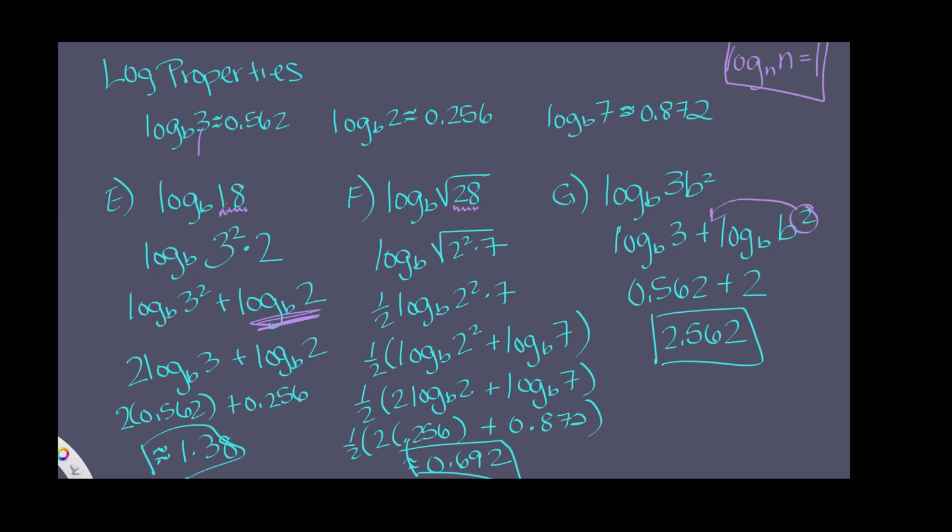Well, in this case, we didn't have to, but in the 18 and the square root of 28 situations, how can I create this number out of the logs that I am already given?